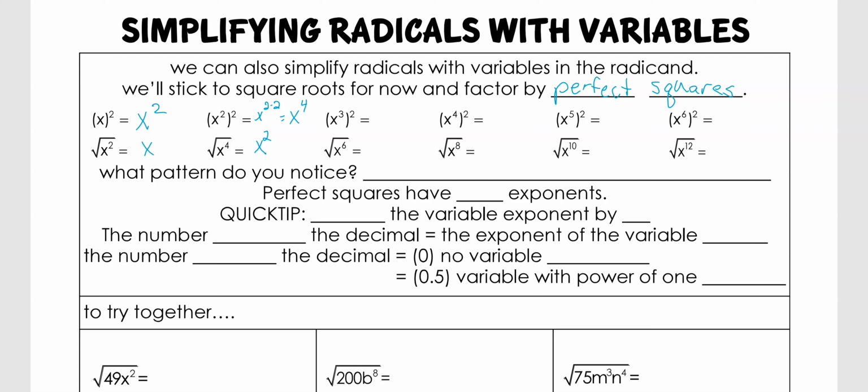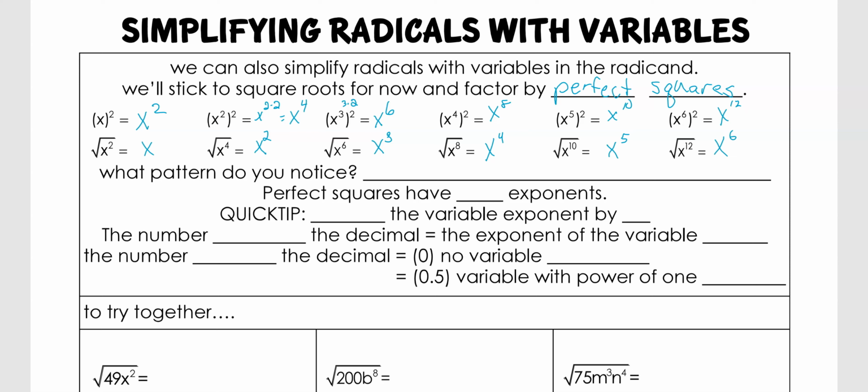And we have x to the third squared. Remember, 3 times 2, so it'd be x to the sixth. The square root of x to the sixth is x to the third. X to the fourth squared is x to the eighth, so the square root of x to the eighth is x to the fourth. X to the fifth squared is x to the 10th, because 5 times 2 is 10, so the square root of x to the 10th is x to the 5th. And then x to the 6th squared is x to the 12th, and the square root of x to the 12th is x to the 6th.